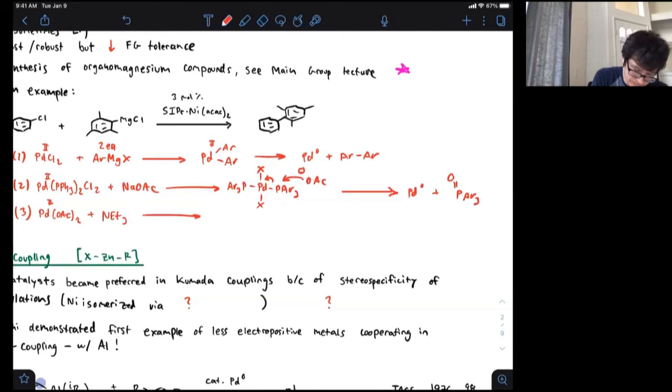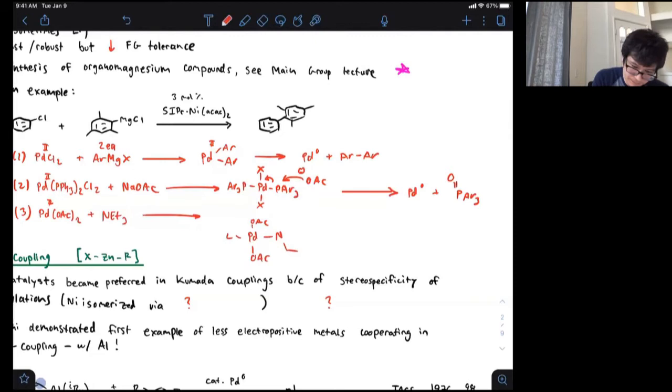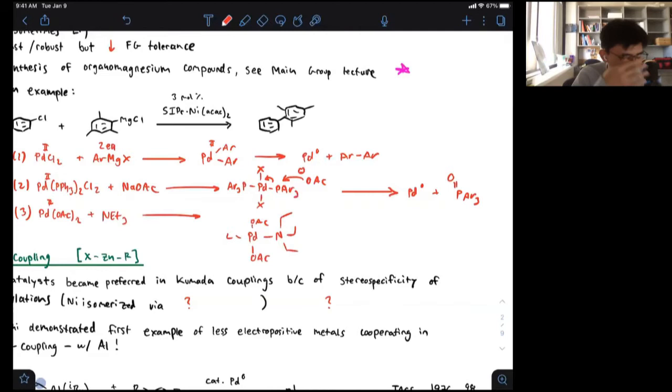So, would you have coordination and then reductive elimination at the nitrogen? What and what reductive elimination? Sorry, beta hydride elimination first. Ah, okay.